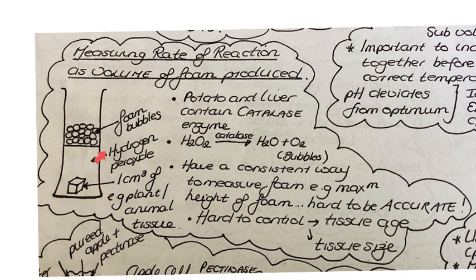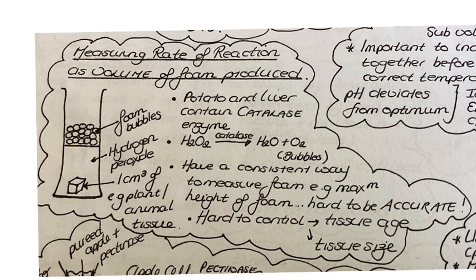So here we have a measuring cylinder and we have a set volume of hydrogen peroxide. Hydrogen peroxide is broken down by the enzyme catalase into water and oxygen. When the oxygen is given off, it forms bubbles or it forms foam in this setup.